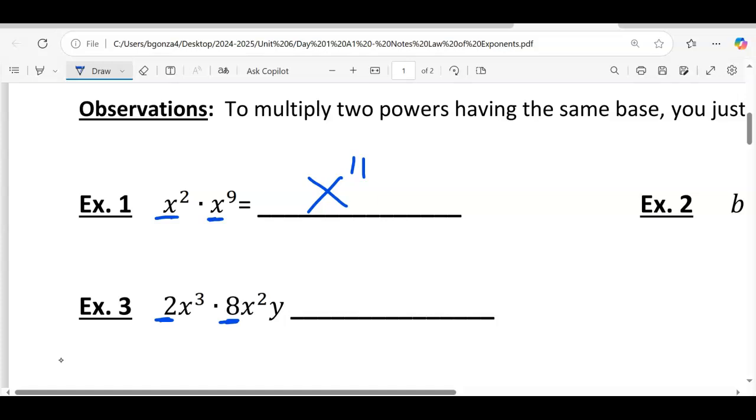All right. So 2 times 8 is what? 16. All right, very good. So we got 16.